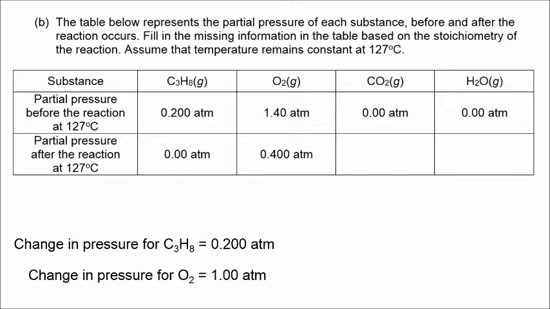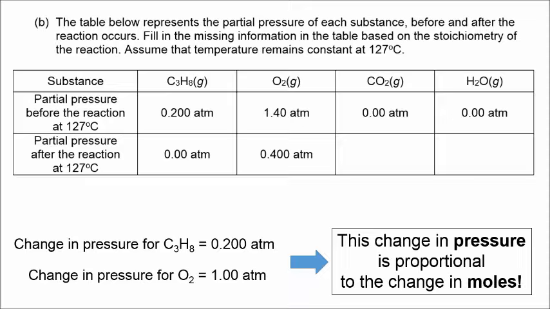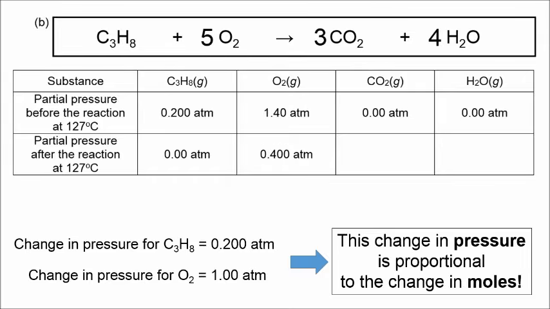Now look at that change in pressure for oxygen. It's 5 times as much as the change in pressure for propane. Well, that makes sense because of the coefficients in our balanced chemical equation. Then the change in carbon dioxide would need to be 3 times as much as the change in propane. So 0.2 times 3 is 0.6. The change in water would be 4 times as much relative to that of propane. So 0.2 times 4, 0.8.